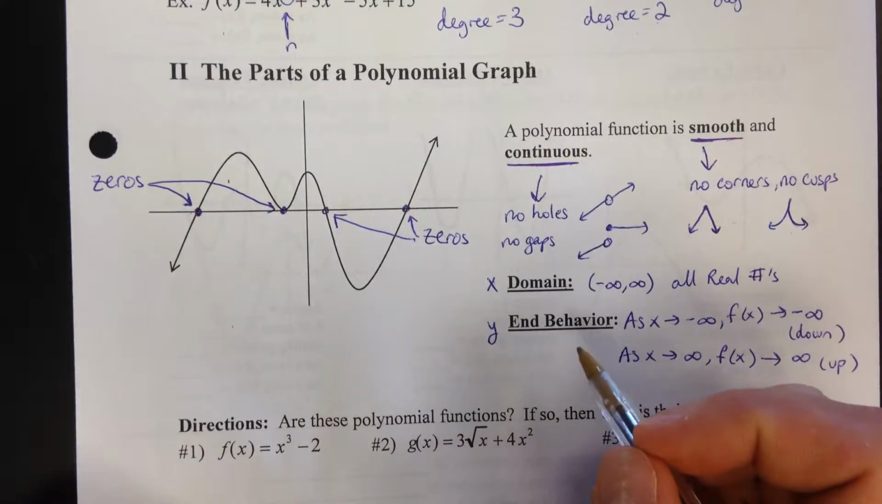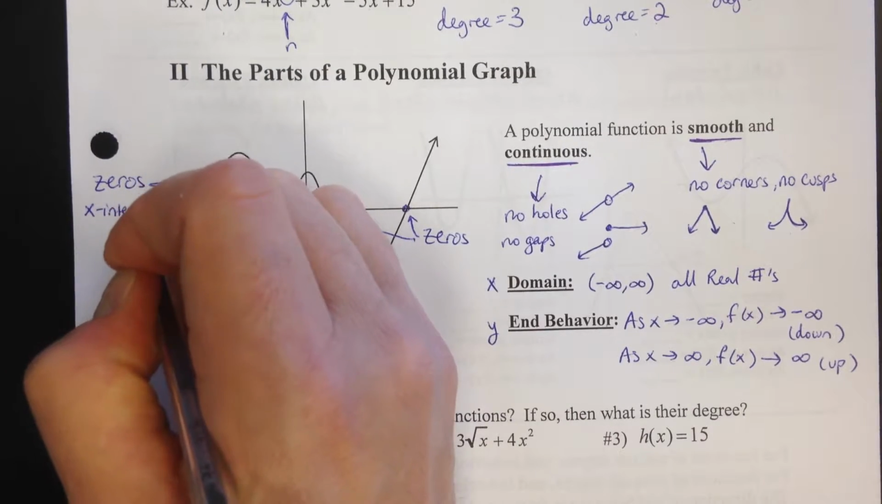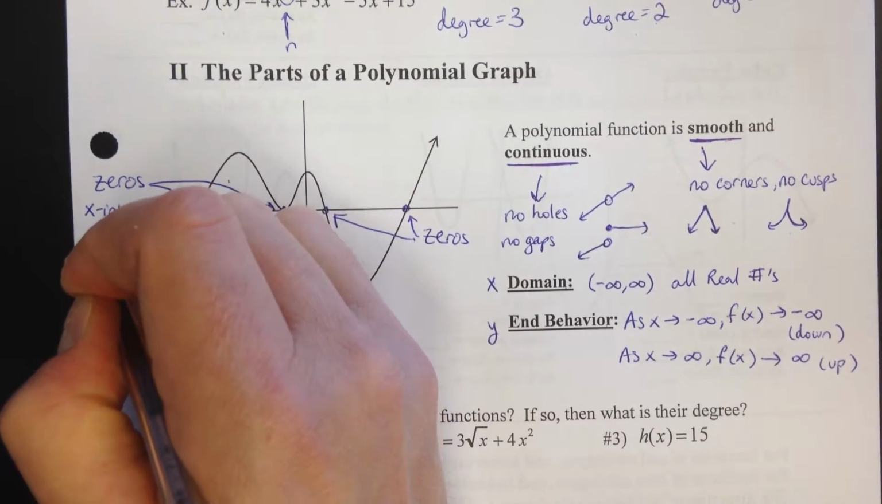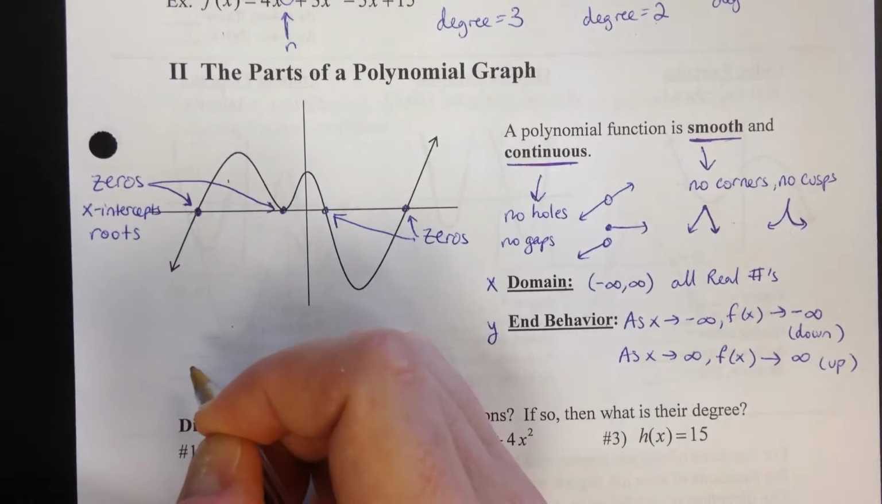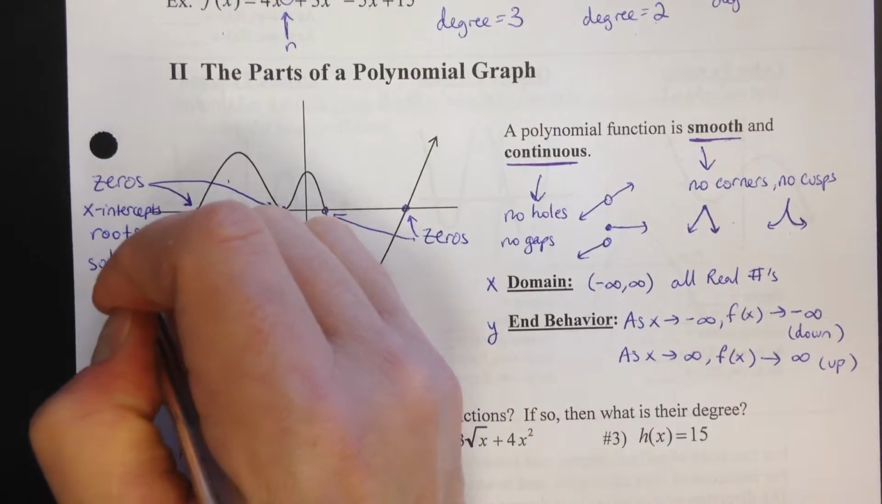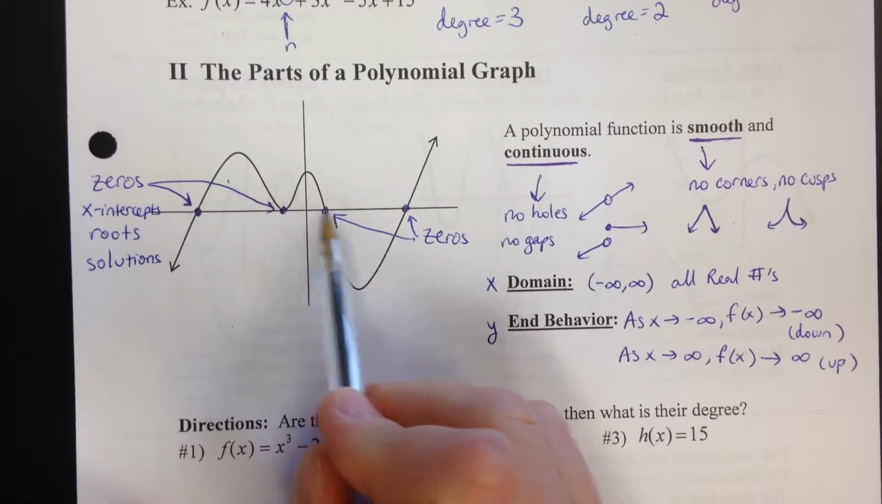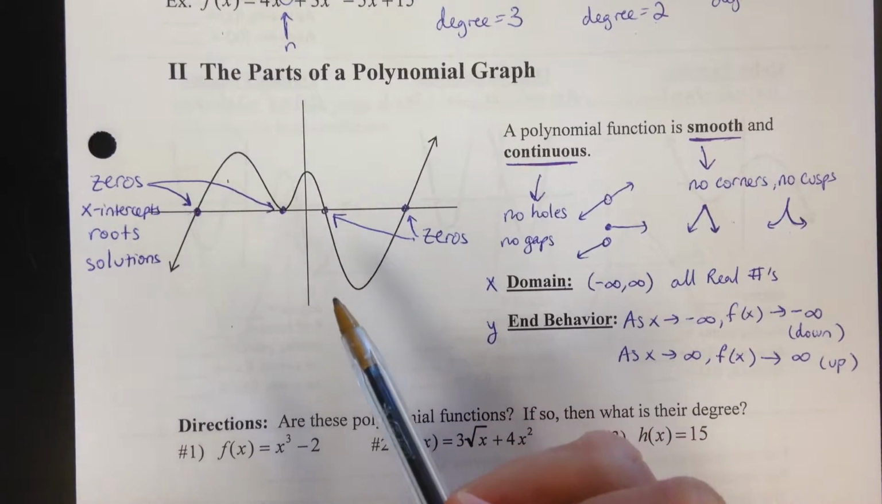Other names, though, we call them zeros. We also call them x-intercepts. We call them roots. And if we're solving it as an equation, we call them solutions. Those are the values for x that make the function equal to 0. Okay?